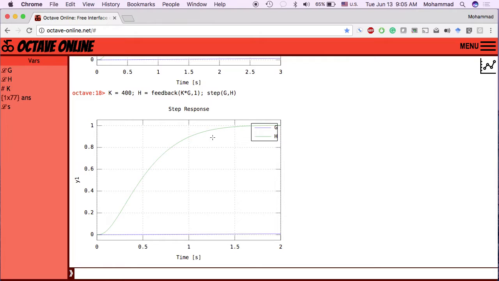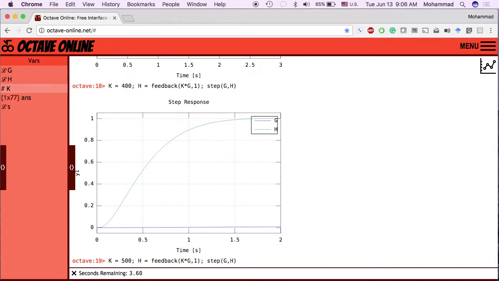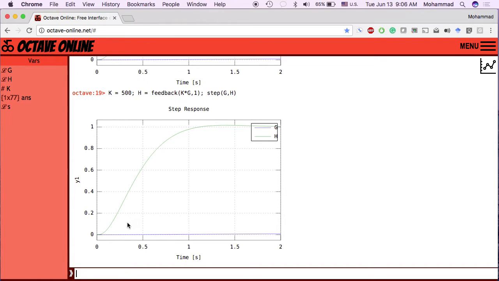So with 400, this is the response we get. So now we are roughly at that time. From 10% to 90% roughly takes 1 second. But if you want to make the system even faster, you need to further increase K, which will in turn increase natural frequency of the two dominant poles. So with 500, you can see that you get even closer to achieving that 1 second rise time.